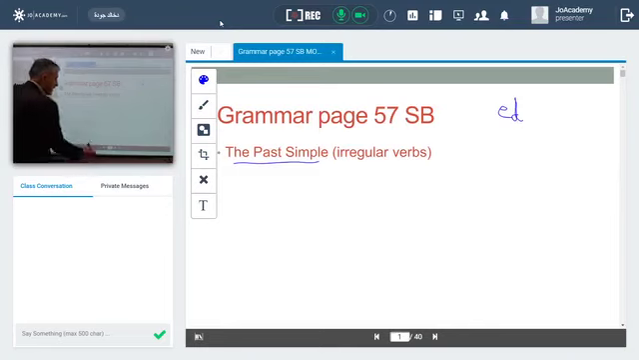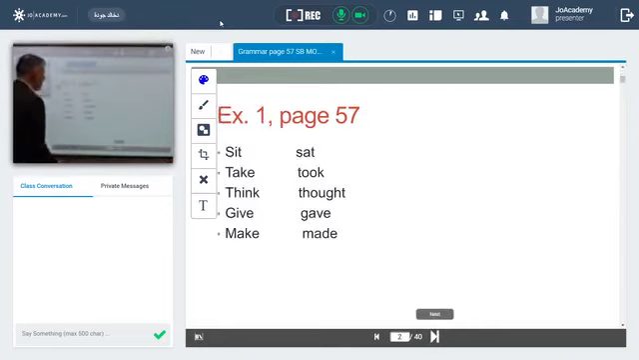We have five verbs. Okay, we have sit, take, think, give, and make. These five verbs, when we change them into past simple, we change the form of writing. So sit becomes sat. This is the past. The past of sit is sat. The past of take is took. So you can see the change in writing.